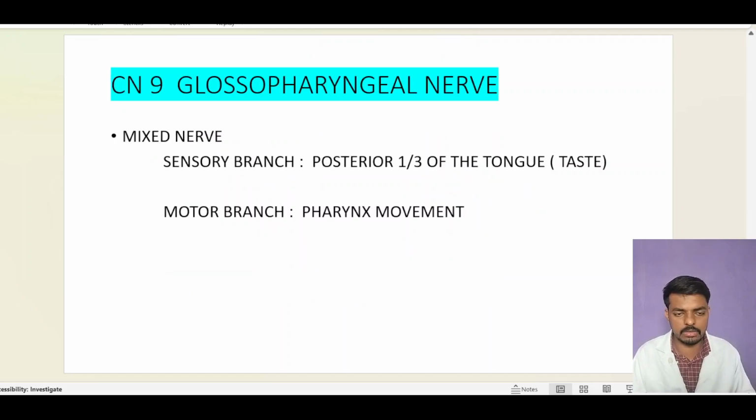Next cranial nerve is cranial nerve number 9, the glossopharyngeal nerve. It is a mixed cranial nerve, having one sensory branch and one motor branch.